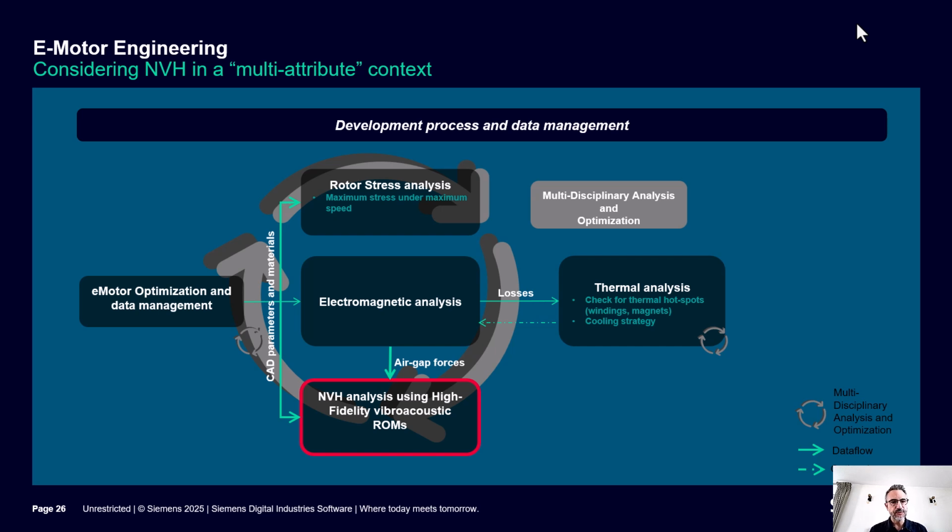In this case, for instance, assessing the electromagnetic performance, calculating the NVH, assessing the rotor stress, and then doing a check on the thermal performance, and in a suitable way, iterating through this performance until we come up with a balanced design. So here, the key is multidisciplinary analysis and optimization. We are using, for instance, HEEDS as an optimizer to realize this workflow.